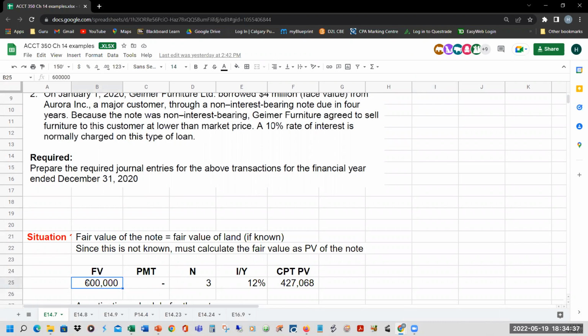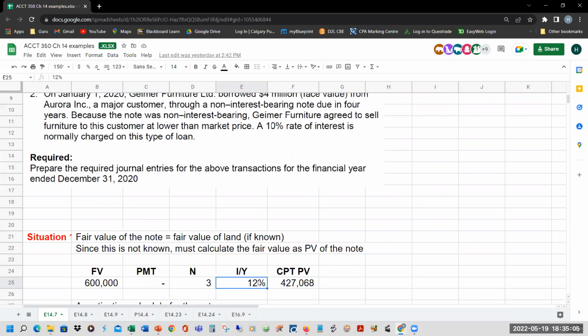The face amount of the note says the holder will get $600,000, right? So that's the face amount. There is no other interest payment, because it's a non-interest bearing note, so there'll be no periodic payments happening. So PMT would be zero. The note matures in 3 years' time, so N is three, and the discount rate we are using is 12%.